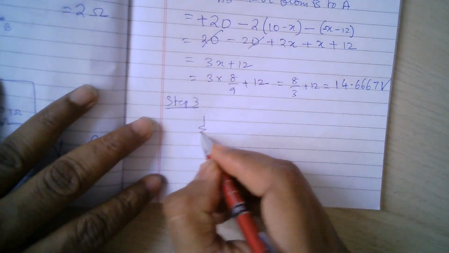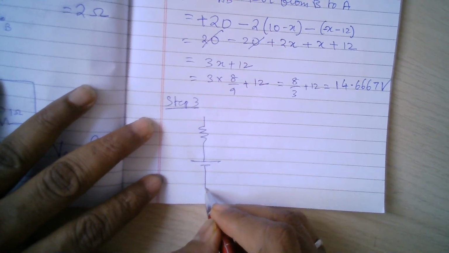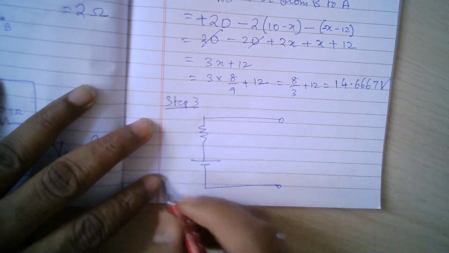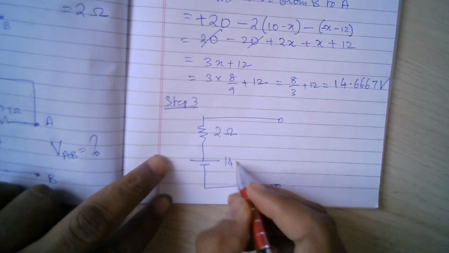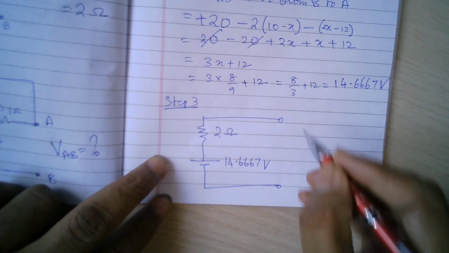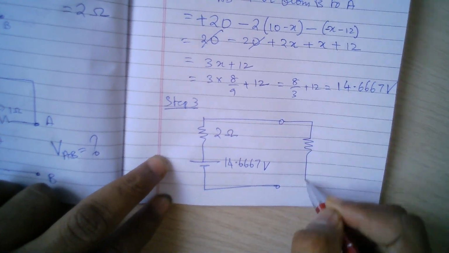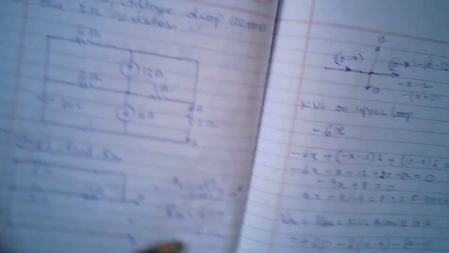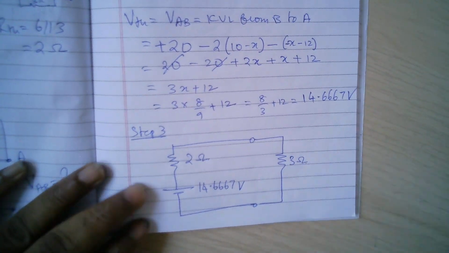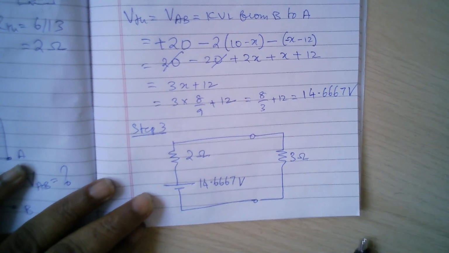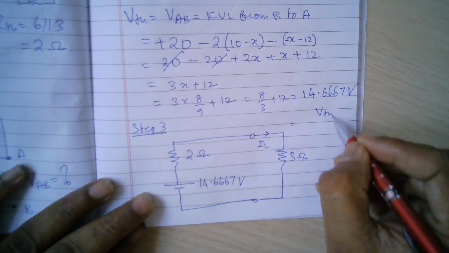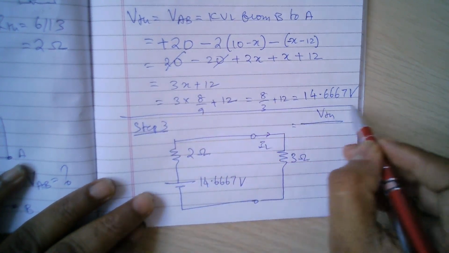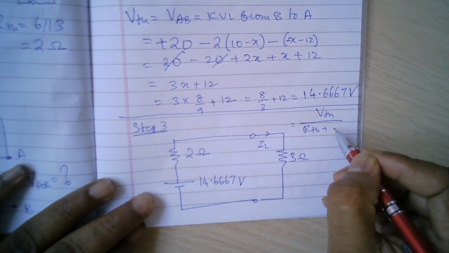Let me draw the Thevenin circuit. So here it is 2 ohms, 14.6667 volts, and then I'll introduce my load resistance back into the picture. What is the load resistance here? 3 ohms is the load resistance. So now what is the current? The current IL will be nothing but VTH by RTH plus RL.